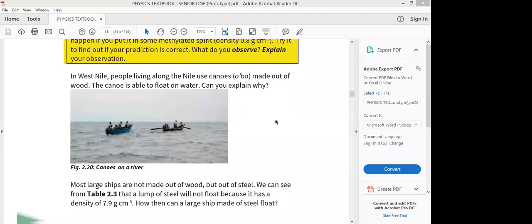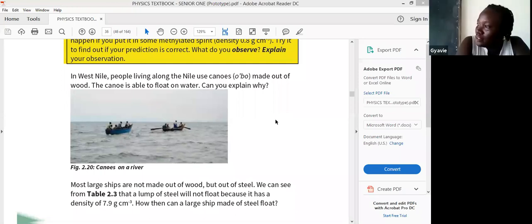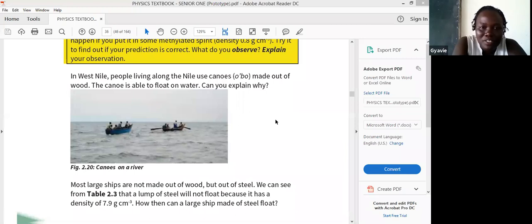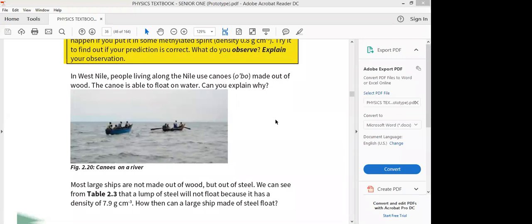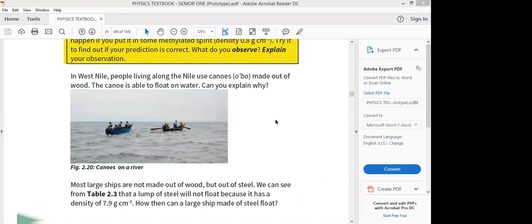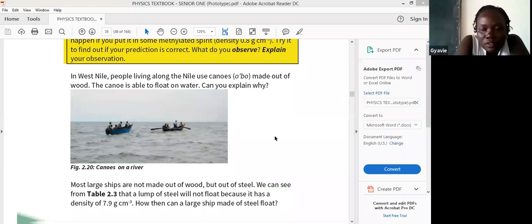Now, we are seeing that in West Nile, people living along the Nile use canoes made out of wood. The canoe is able to float on water. So they are asking, can you explain why? Is there anyone who can tell us why the canoes that are made out of wood float on water?